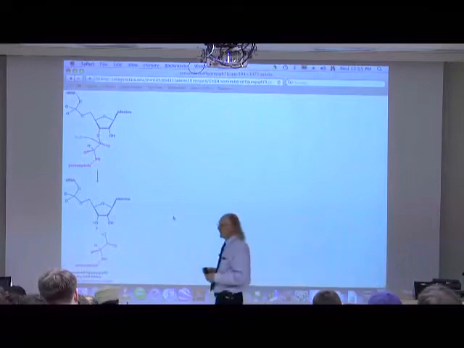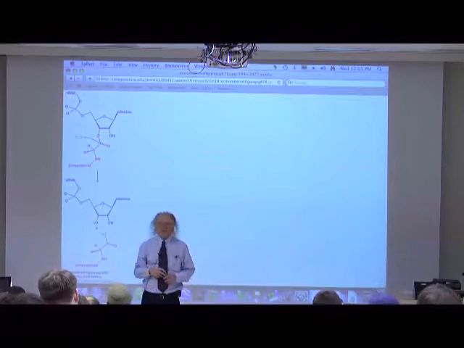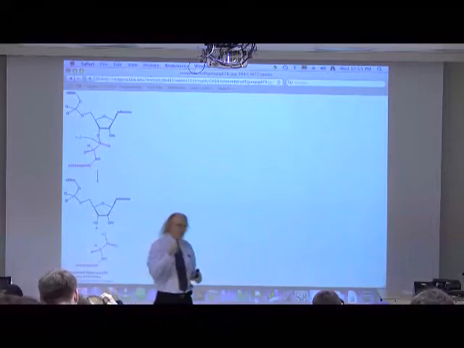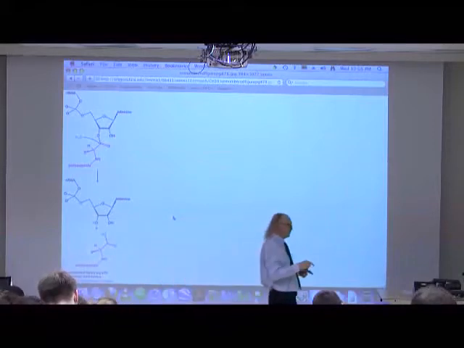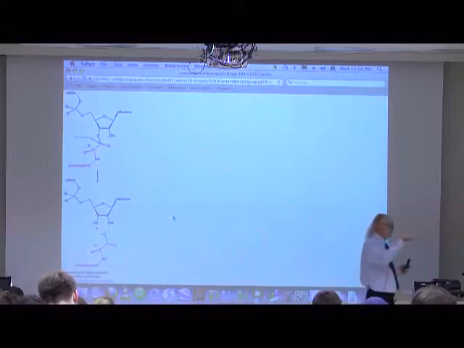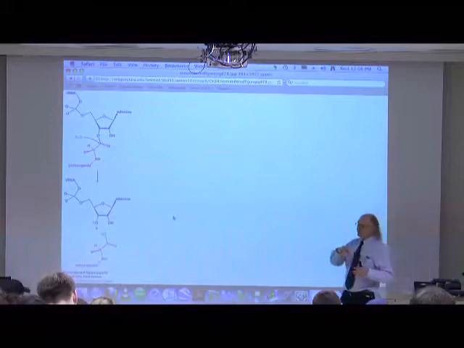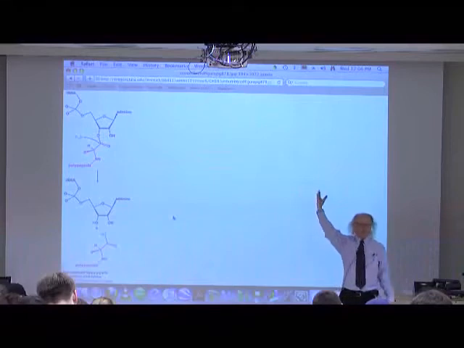Well, you begin to see where this is headed now, because the release factor, what it does is it carries a single molecule of water to the ribosome. And that molecule then cleaves the bond between that long polypeptide chain and that transfer RNA. When that happens, the long polypeptide chain goes floating away. It leaves the ribosome.